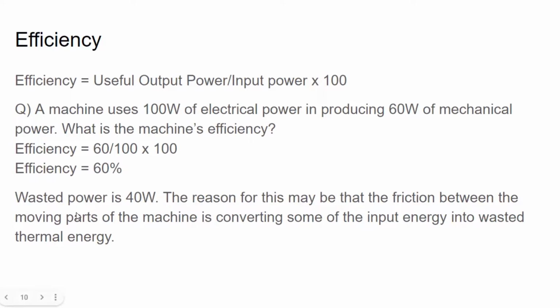Another thing to notice is that not all the power is being used up. Instead, 40 watts is being wasted. We can tell by 100 minus 60, which gives us 40. A reason for the wastage of energy might be the friction between the moving parts in the machine, which is converting some of the input energy into wasted heat energy. There can also be other reasons. It depends on the question.